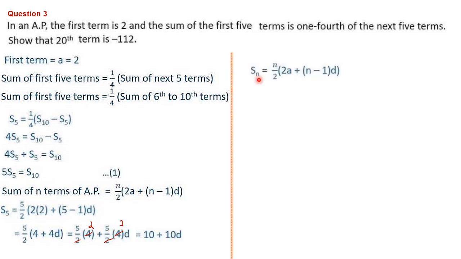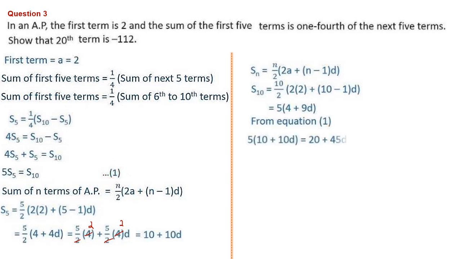Then Sn is equal to n by 2 into 2a plus n minus 1 into d. This sum formula again we are taking, so that we can calculate S10, because here we need S5 as well as S10. S5 we have calculated, then S10 we can calculate, that is 10 by 2 into 2a plus n minus 1 into d. That is 10 by 2, clearly it is 5, then 2 into 2 is 4, 10 minus 1 is 9, into d is 9d. Then from equation number 1, let's substitute it. That is 5 into S5, which is 10 plus 10d, we substituted, is equal to S10 we have calculated, 5 into 4 is 20, 5 into 9 is 45d.